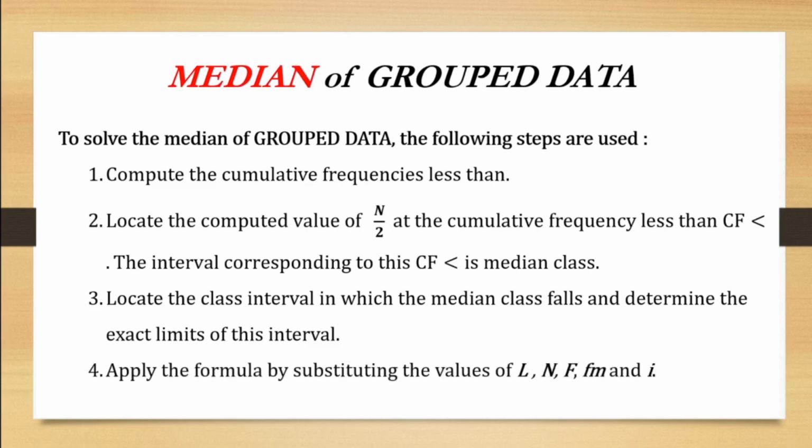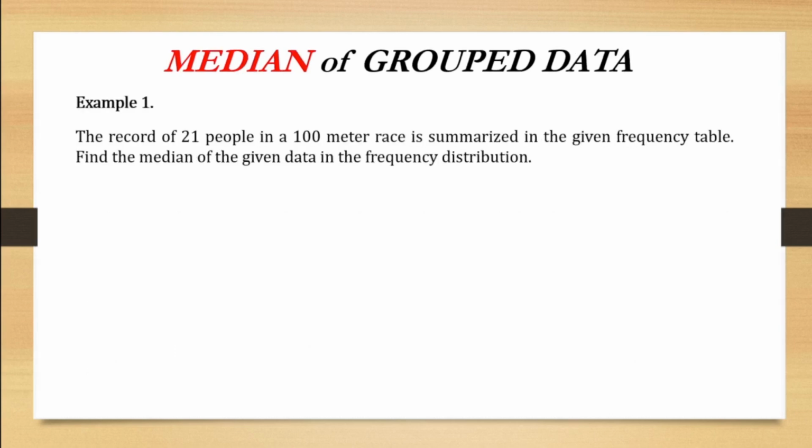And number 4, we have to apply the formula by substituting the values of L, N, uppercase F, Fm, and the I. Let us have an example. The record of 21 people in a 100-meter race is summarized in the given frequency table. Find the median of the given data in the frequency distribution.